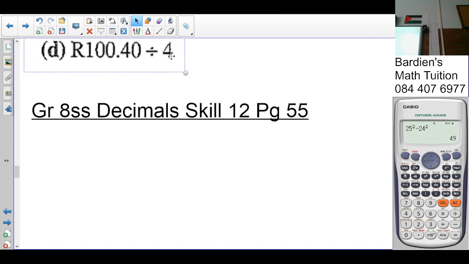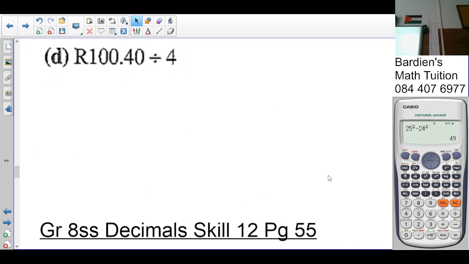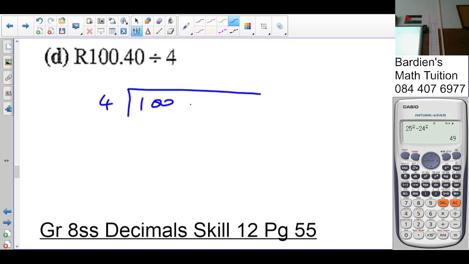Next one, you divide. 100 rand and 40 cents divided by 4. That's going to be 140 cents. So 4 goes into 10 how many times? Twice. Remaining 2. 4 goes into 20 how many times? 5. Remaining nothing. 4 goes into 4? Once. 4 going into 0? No times. The comma must be in line. It's 25 rand and 10 cents. Any confusion here?